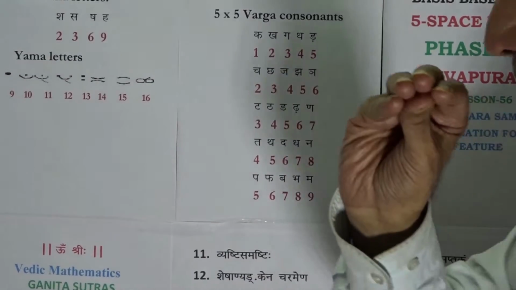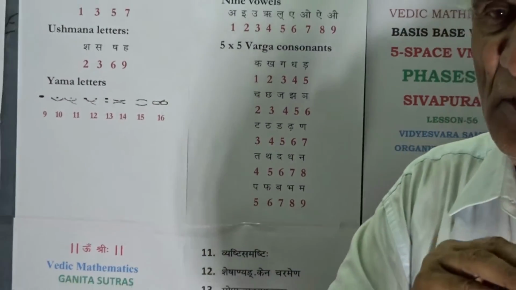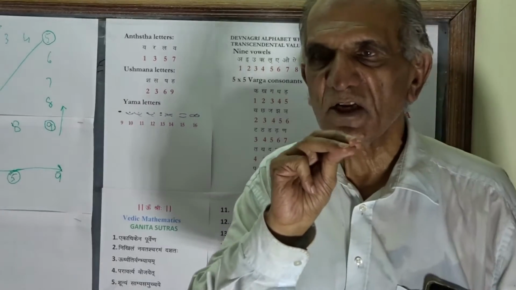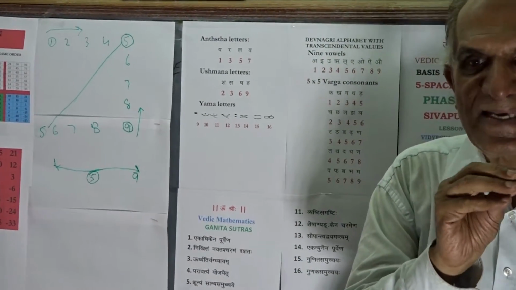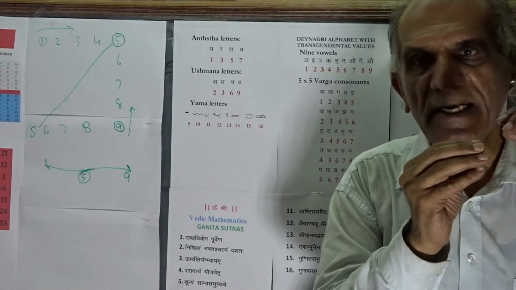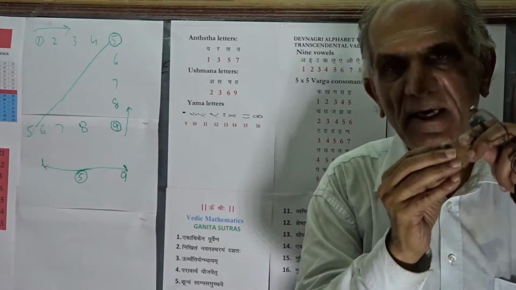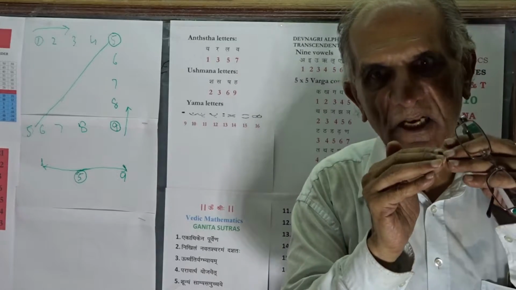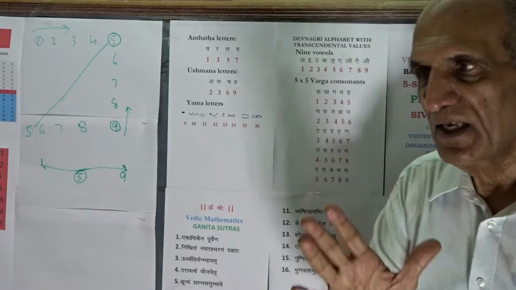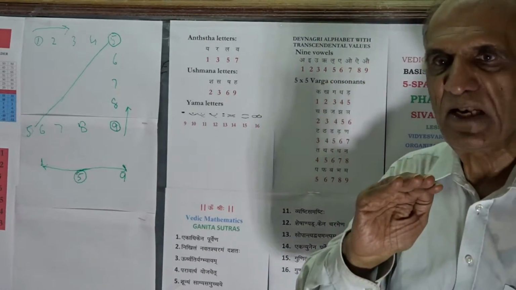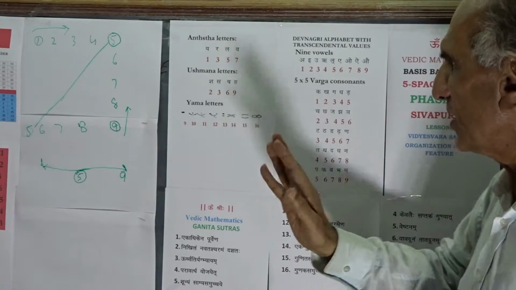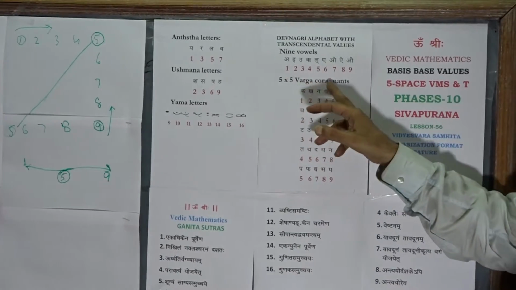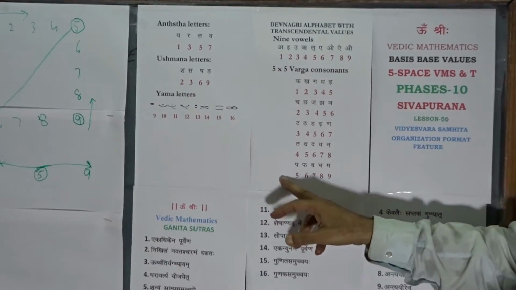Therefore, let us make a note that the first organization format feature of Videshwar Samhita is preserved, indicated, pointed to in the Mangalacharan itself, that it is to be of equal value from beginning to end and at every point in between, and it is of the feature of 5 cross 5 Varga consonants.